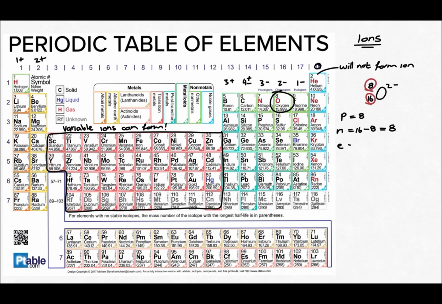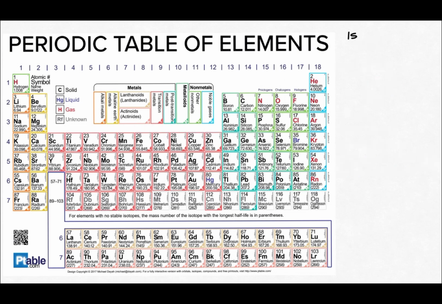Now here comes the tricky part, my electrons. Now because oxygen has a charge of 2 minus, it means it gained 2 electrons. So I would take the number of protons, which was 8, plus the 2 electrons that it gained to get a total of 10 electrons for this ion. So we need to remember, if it's a negative charge, it means that it gained electrons. So it got some extra electrons. If it has a positive charge, it means that it lost electrons. So it will have less electrons than the neutral atom.